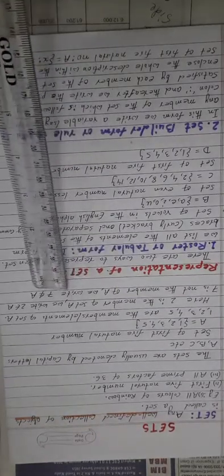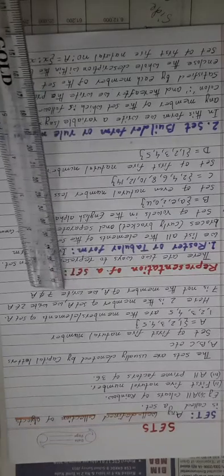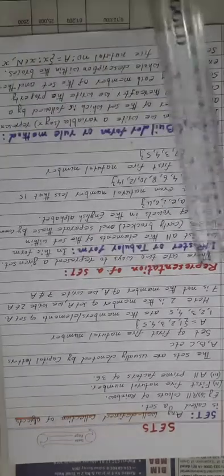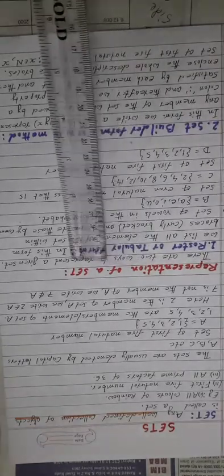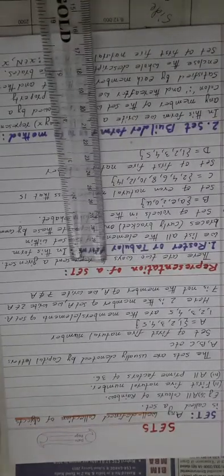7 is not a member of A. Here I'm reading, see, 7 is not a member of A. Okay, now next is representation of a set.